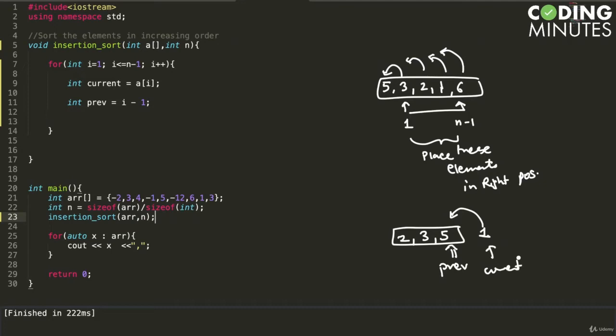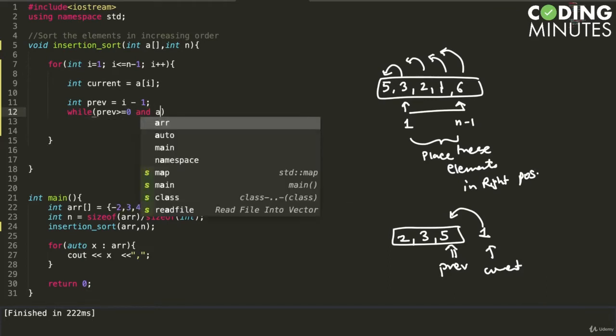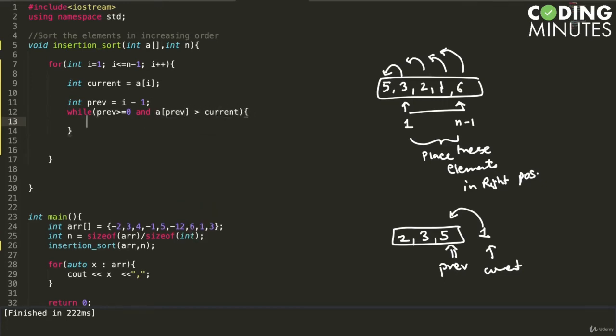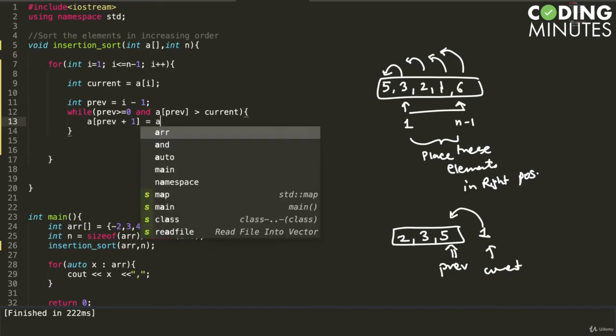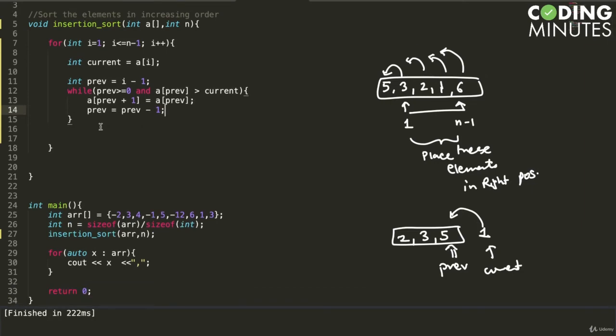So we have already copied 1 in a bucket called current. So we have created a copy of 1, and what we will say, while previous is greater than equal to 0 and array of previous is greater than current, what we will do, we will say let's move these elements one step ahead. So I can say array of previous plus 1 should be equal to array of previous, and previous should go back one step.